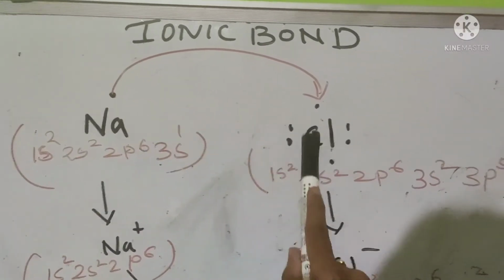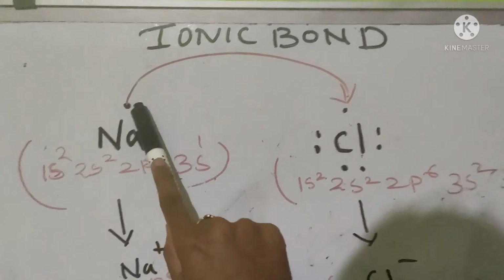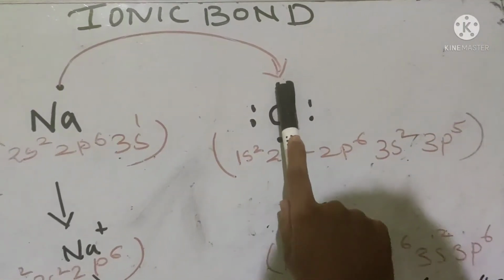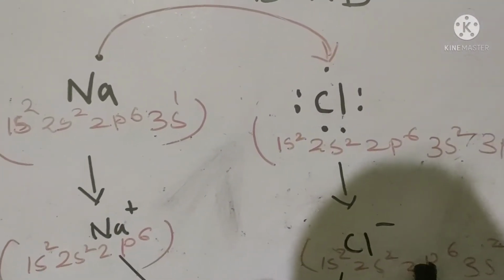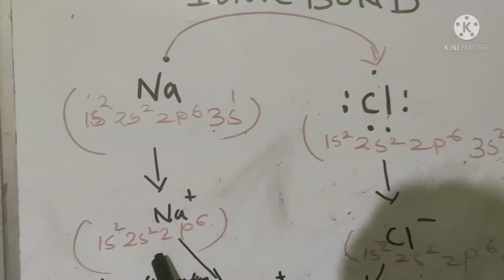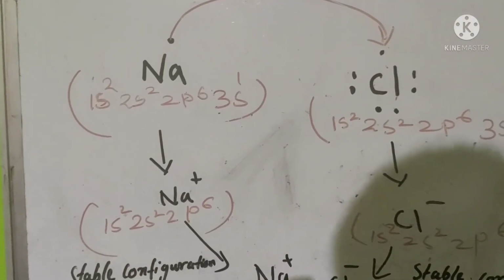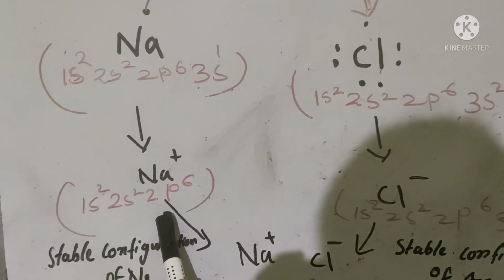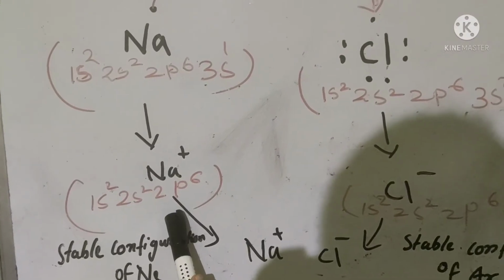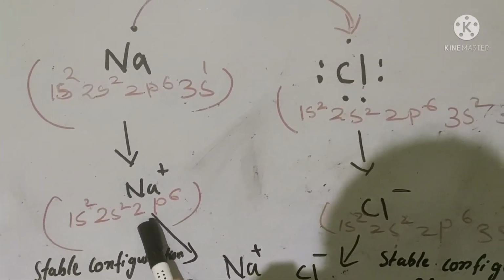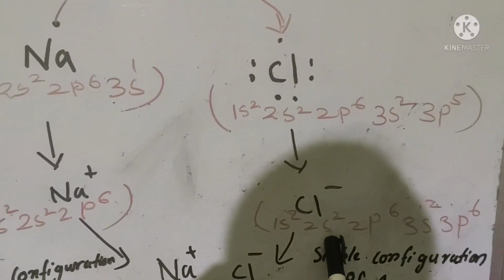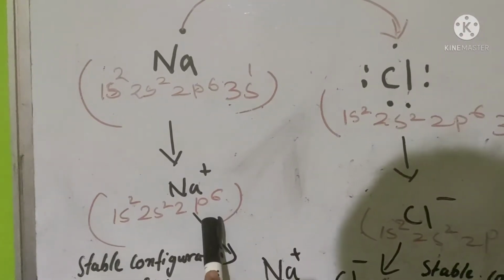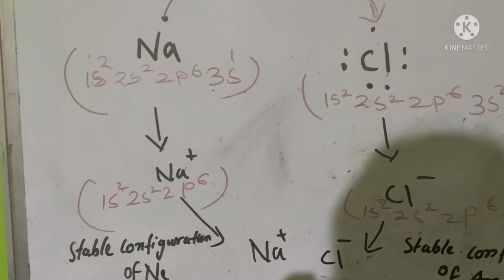Sodium bonds with the chlorine and one of the electrons from the sodium metal transfers to the chlorine atom. Then chlorine acquires the stable configuration. Here sodium also attains the stable configuration. Sodium attains the stability by the losing of an electron, and the chlorine attains the stability by gaining an electron. Now sodium's configuration becomes 1s2, 2s2, 2p6. It attains the stable configuration of neon.